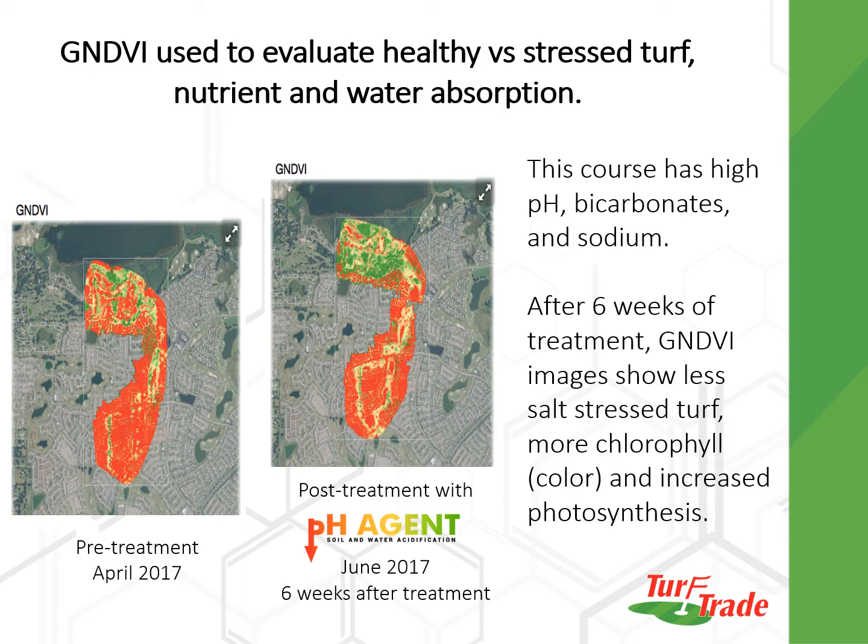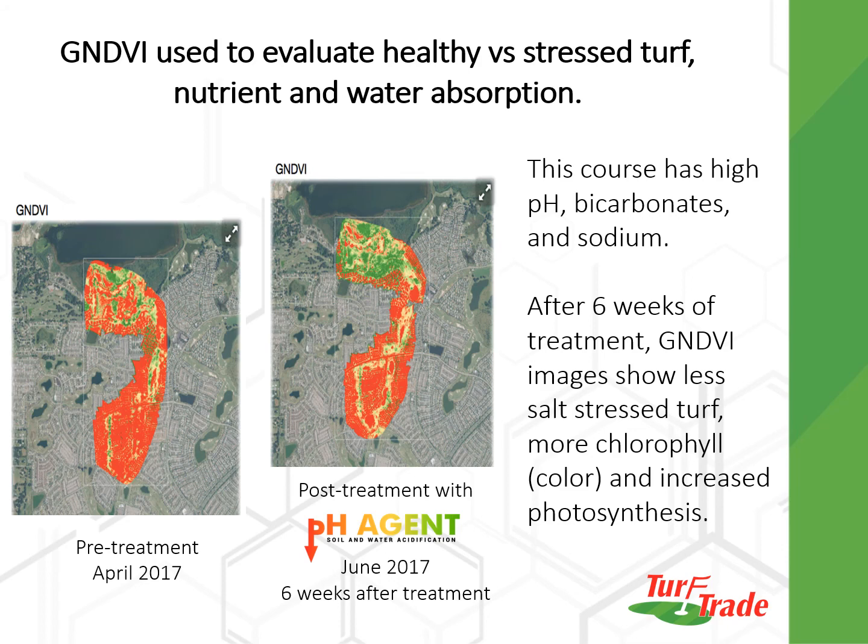After only 6 weeks of using pH Agent, and what we did was we used pH Agent at the high rate, 64 ounces per acre. Again, that's per acre, not square feet, but per acre, and we went out every 2 weeks. After 6 weeks, we took another GNDVI reading. As you can see, a lot more green. The turf is much healthier, not as stressed.